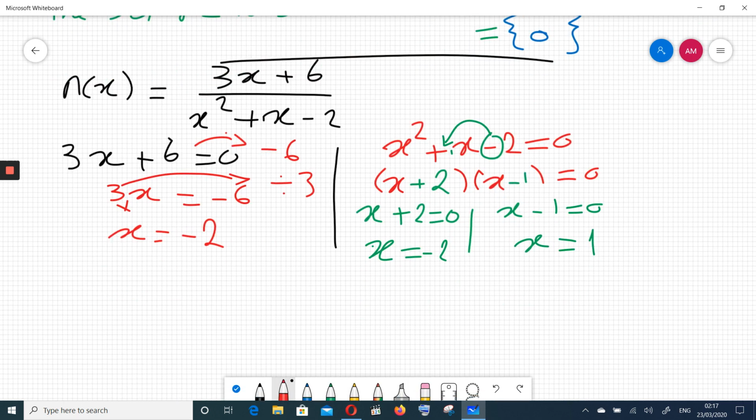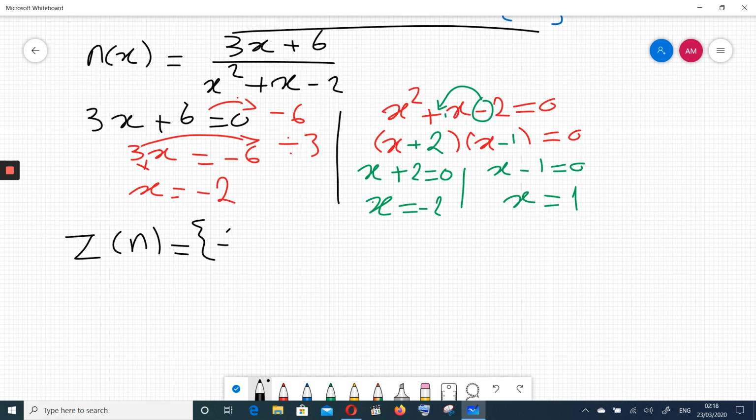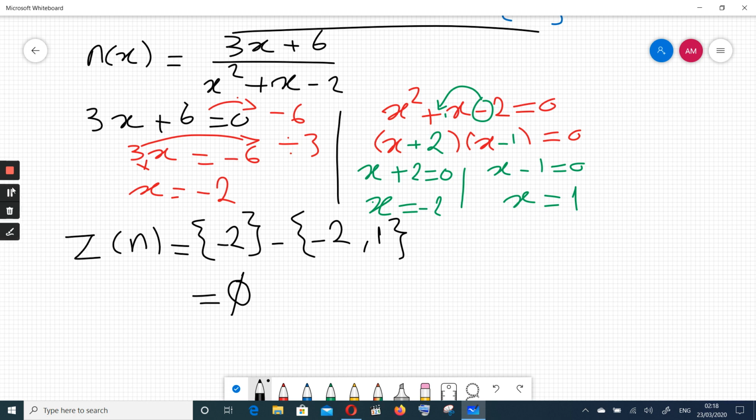To find the set of zeros of this function n, it is going to be the set of zeros of numerators, the set of negative 2, minus the set of zeros of our denominators, negative 2 and 1. Which element is in the first set, not in the second? There is no element in the first, not in the second. So the solution set is going to be phi. Okay.